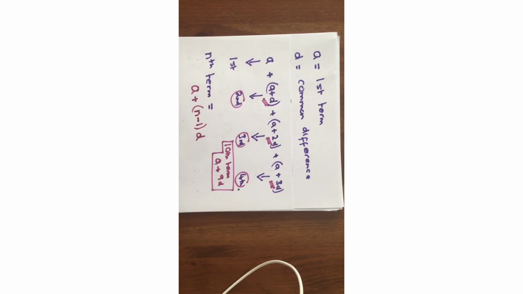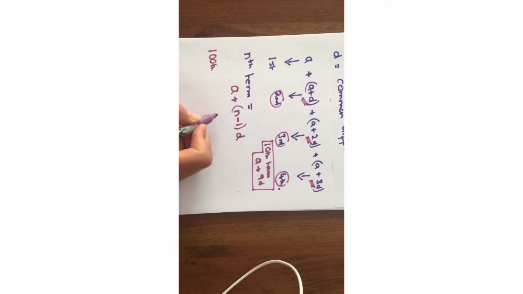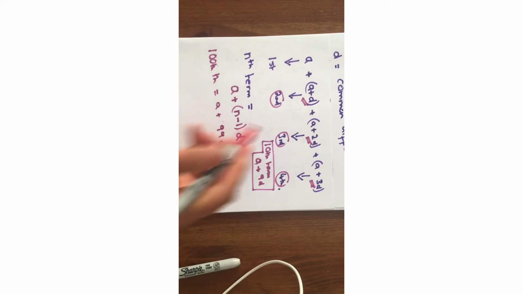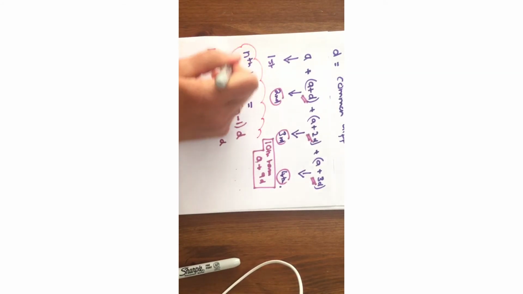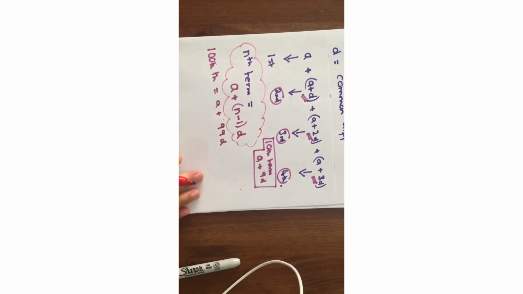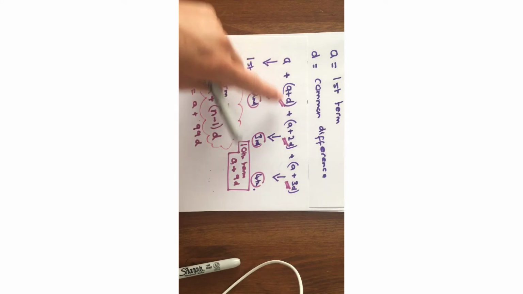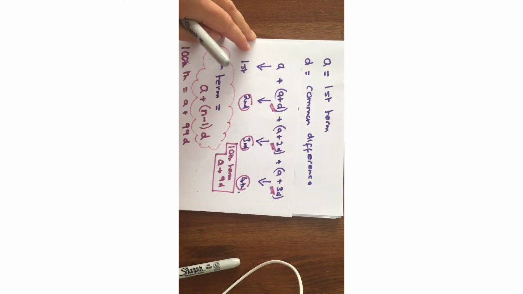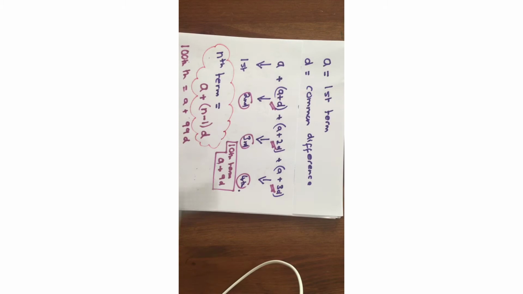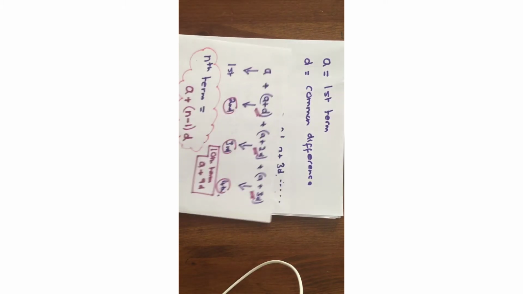For example, the 100th term would be A plus 99D, 1 less than the term itself. Okay, so I want you to write down this expression here, please, for the nth term. And I want you to write this down as well of how we worked it out. Okay, so pause and write that down, please.